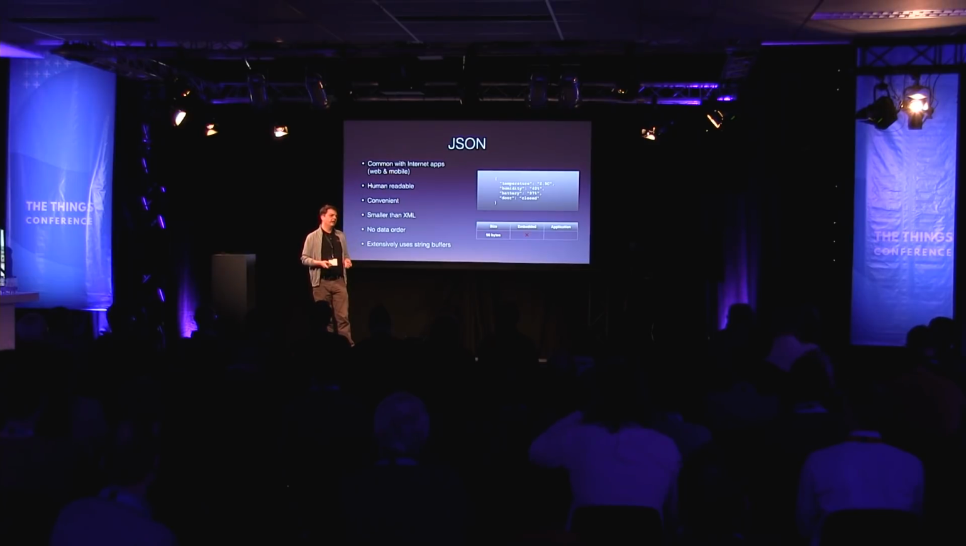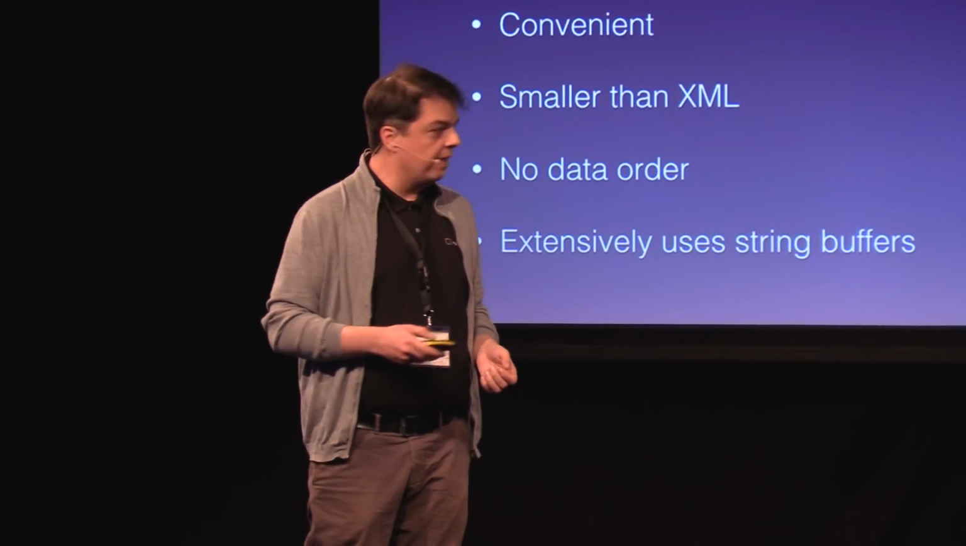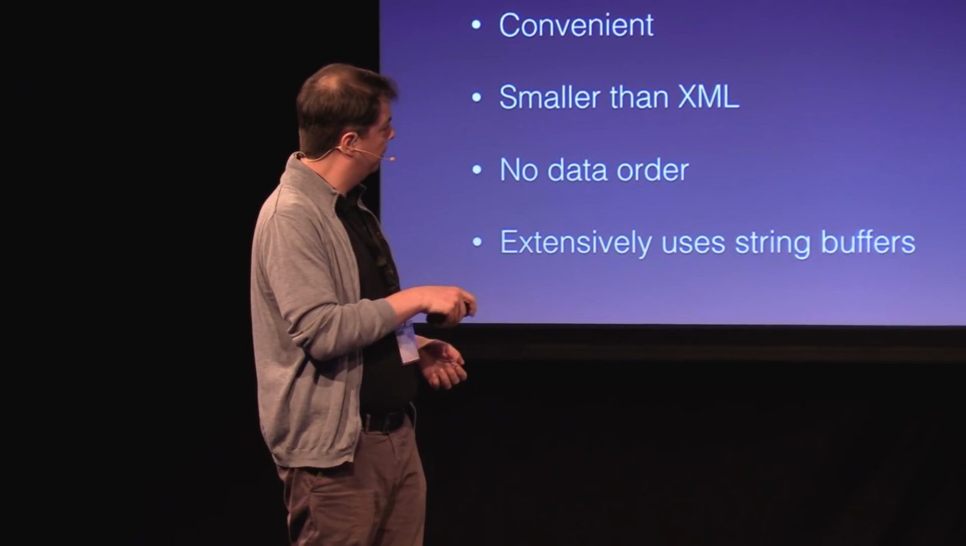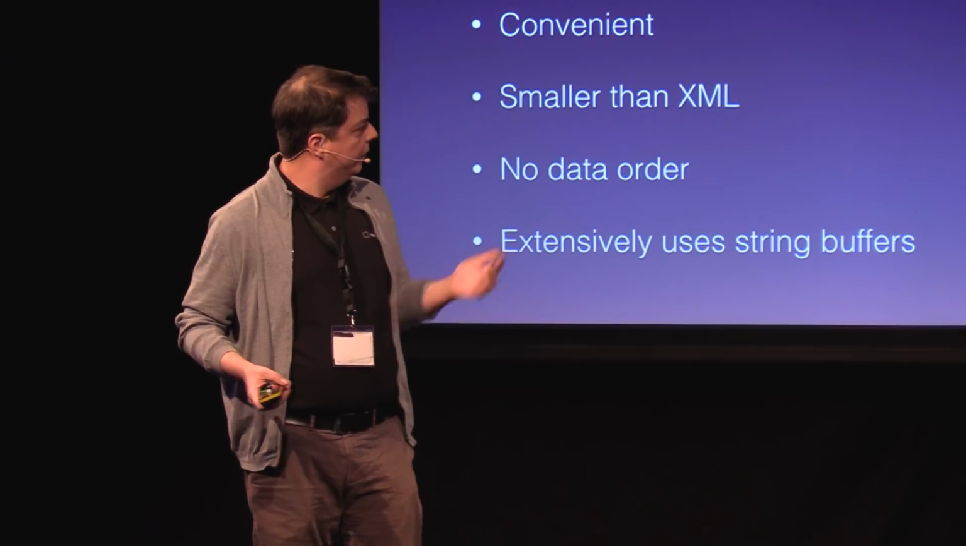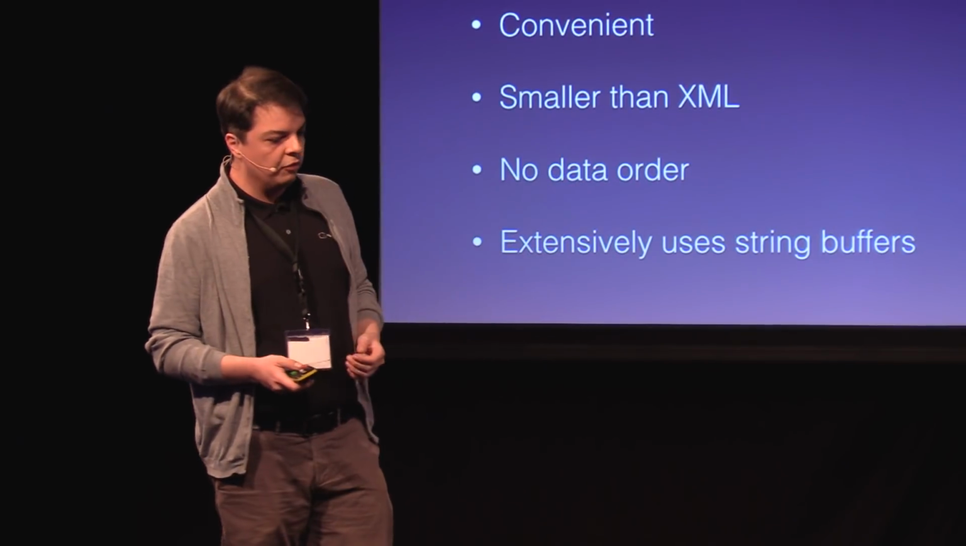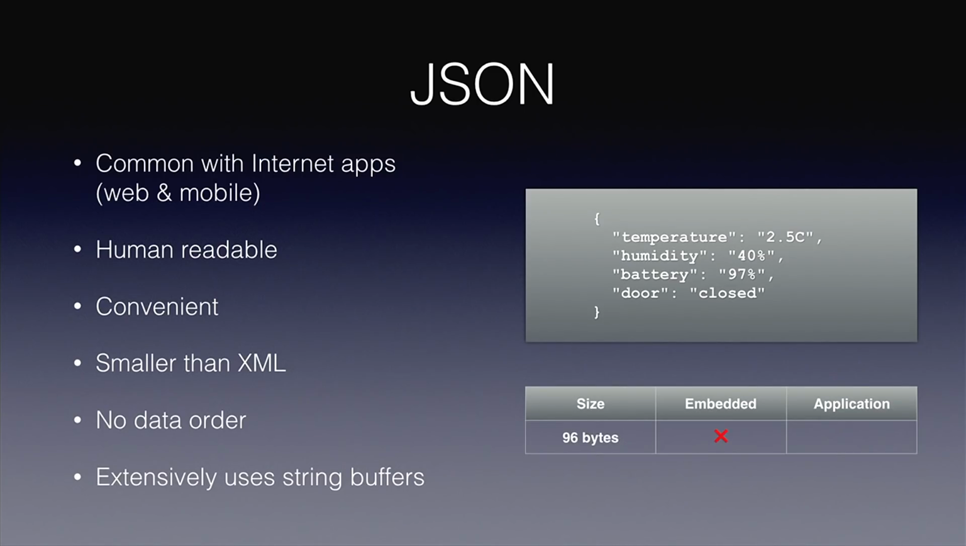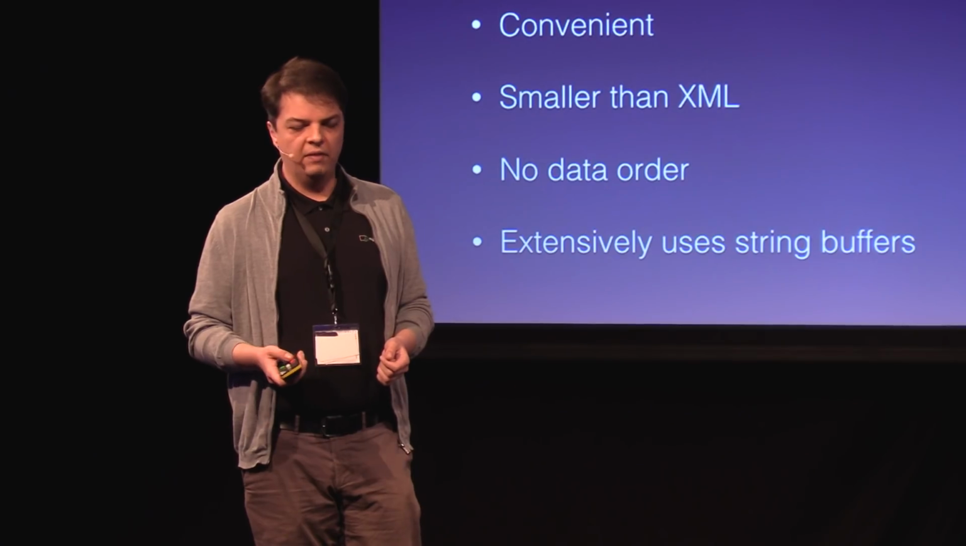The point is that it extensively uses string buffers to build the JSON, to parse it, and at the end, if we look, in that example, with our temperature, humidity, battery, and door sensor, it will take, for example, 96 bytes, which is a bit too much for a LoRa link. Definitely. And to me, it doesn't fit very well the embedded system needs.